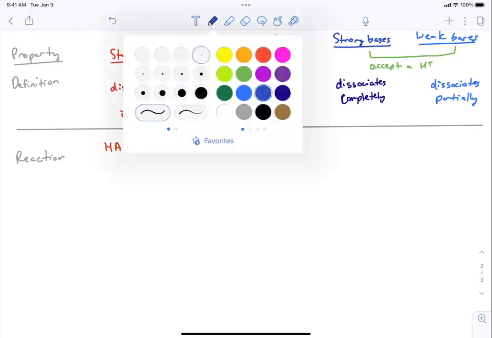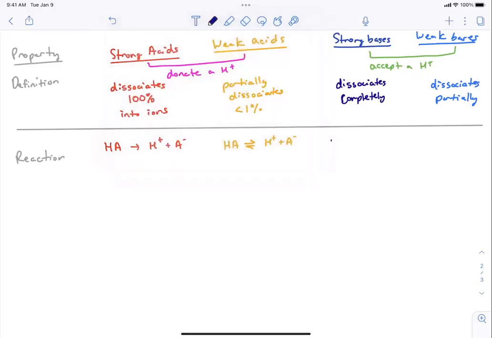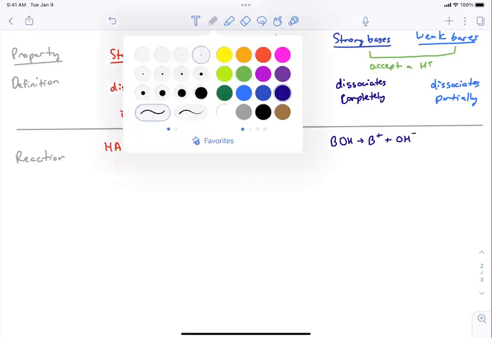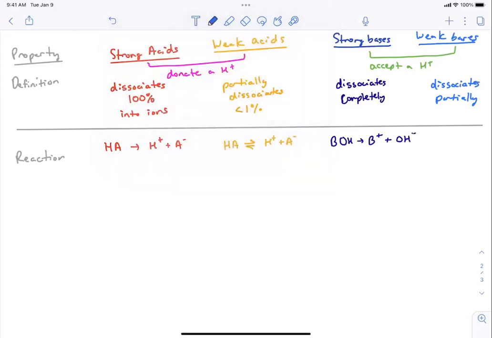For base, I'm going to use the letter B. Okay, a strong base generally has an OH attached to it, and it'll separate into the two ions. Whereas a weak base reacts with water to form the conjugate acid and OH minus ions.